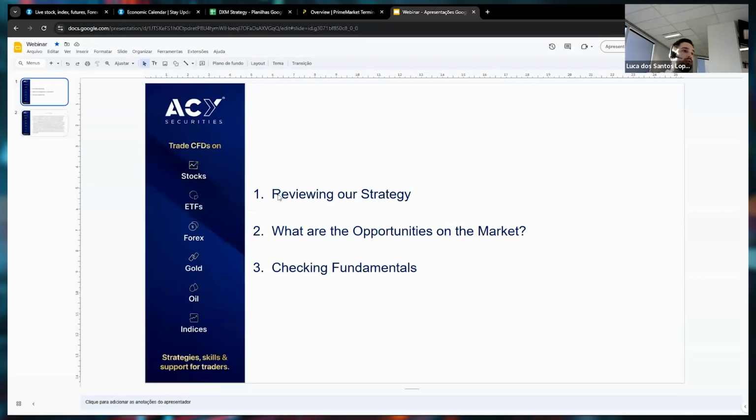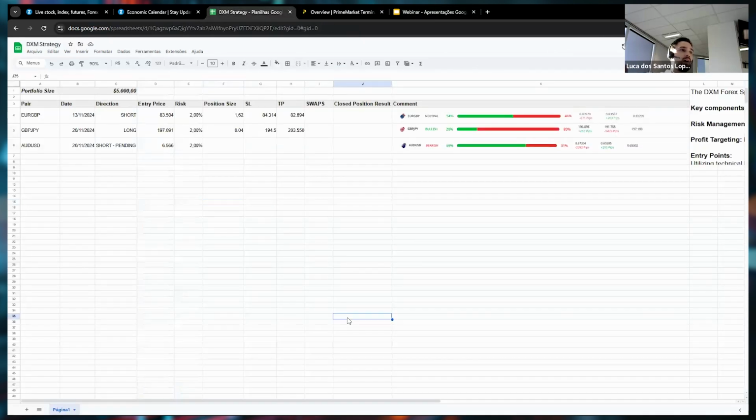So that's pretty much it for today. We had a look at reviewing the strategy. What are the opportunities on the market? We've detected the GBP/JPY long opportunity. And we had a look at the fundamentals as well. Very simple. I want to keep things as simple as possible.